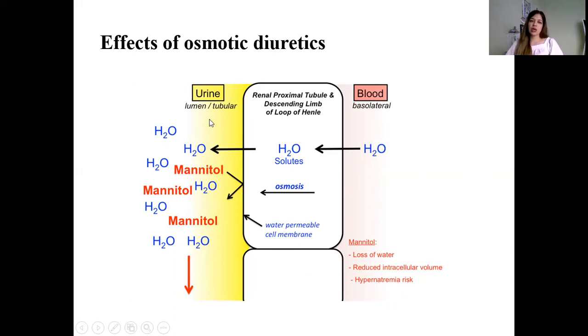Here in the lumen where we have urine, we will have the high osmotic pressure. We should remember what it is, high osmotic pressure. High osmotic pressure means a lot of concentration of some ions or molecules on one side, and on the other side there will be low concentration. So high concentration on the side of the lumen. In urine we will have high concentration of mannitol, of molecules.